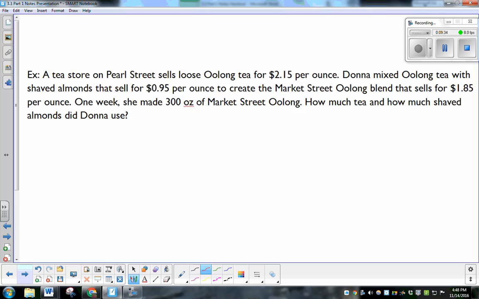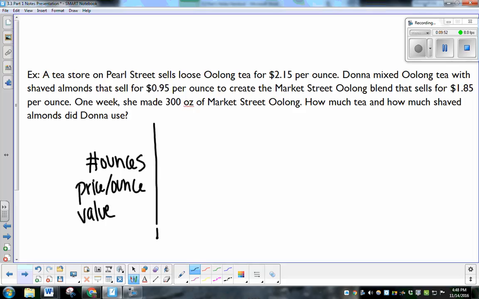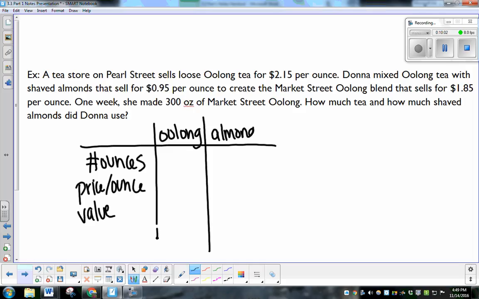So what I'm going to do here, this is kind of a complicated one. I'm going to make a little table to start this out. So I'm going to think about the number of ounces of each that she used, the price per ounce, and then the value, or like the total price per ounce for each of these things. So we've got kind of three things going on here. We've got the plain old oolong tea, we've got the shaved almonds, and then we've got this Market Street, I'm just going to put MS blend, the Market Street blend.